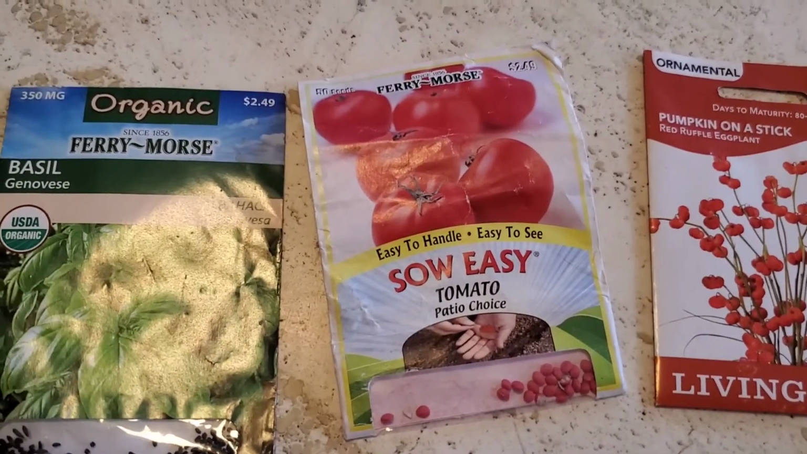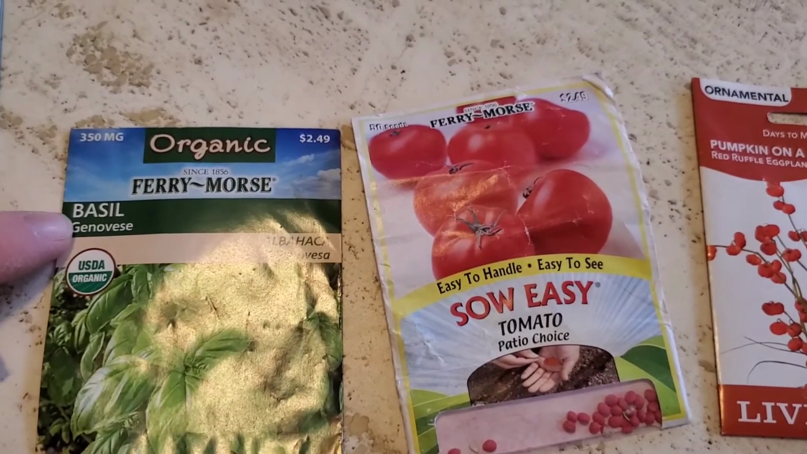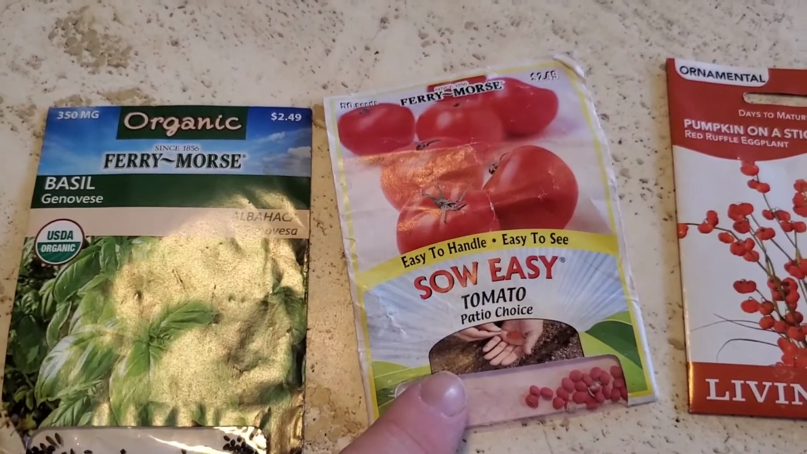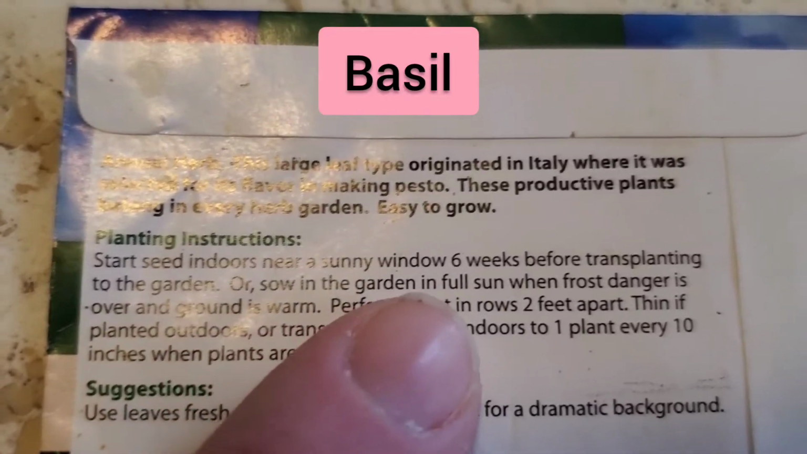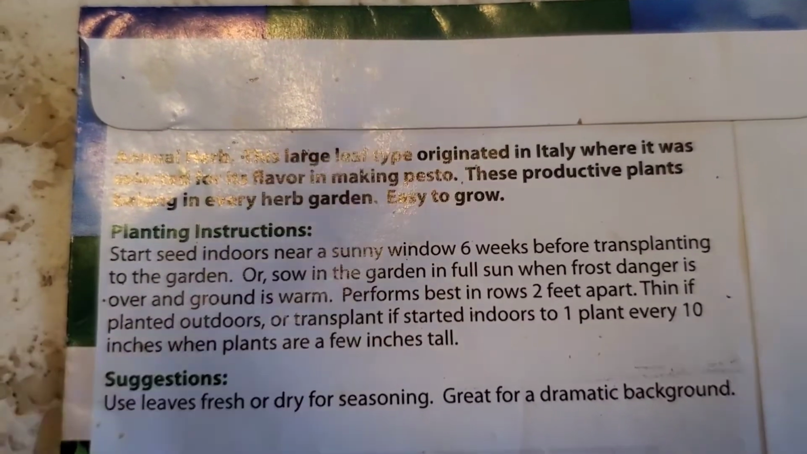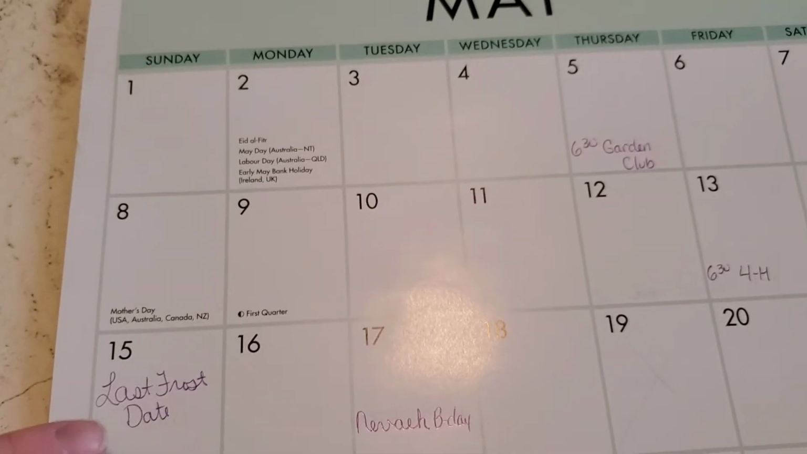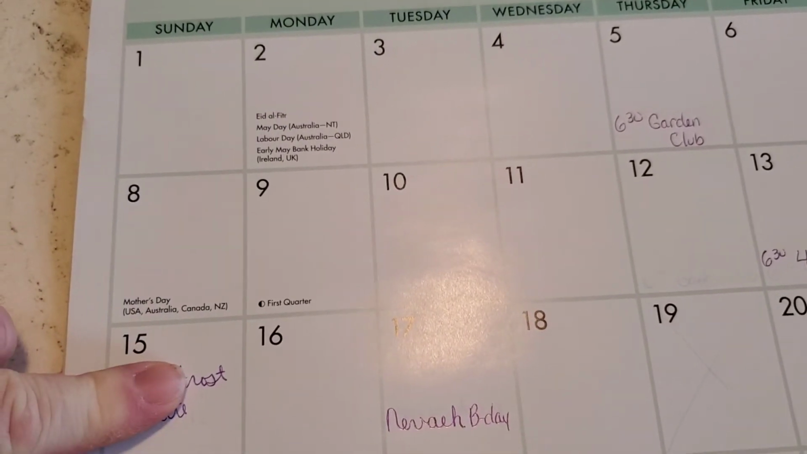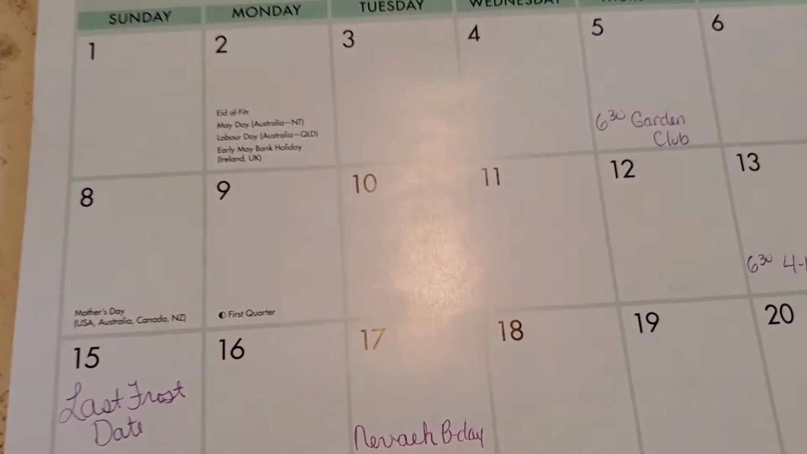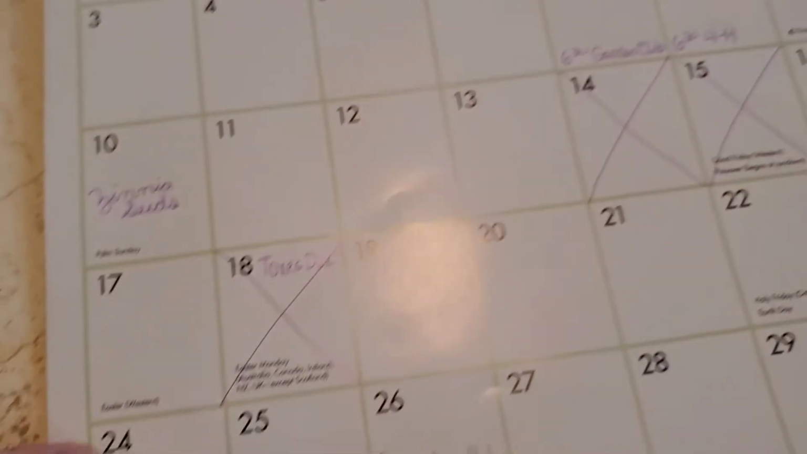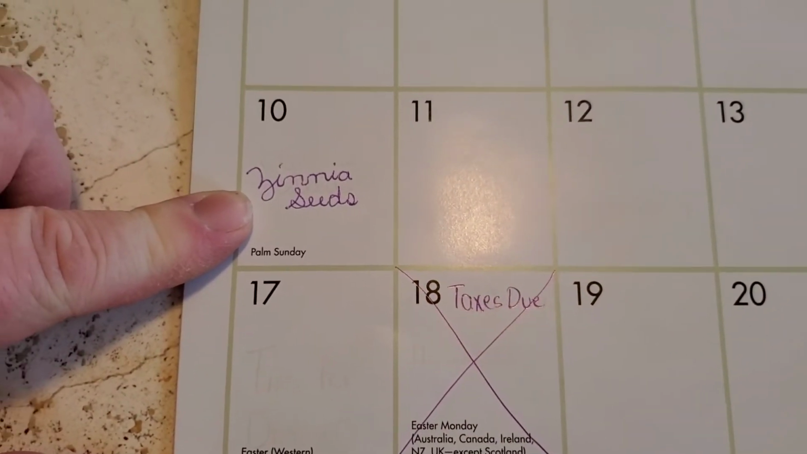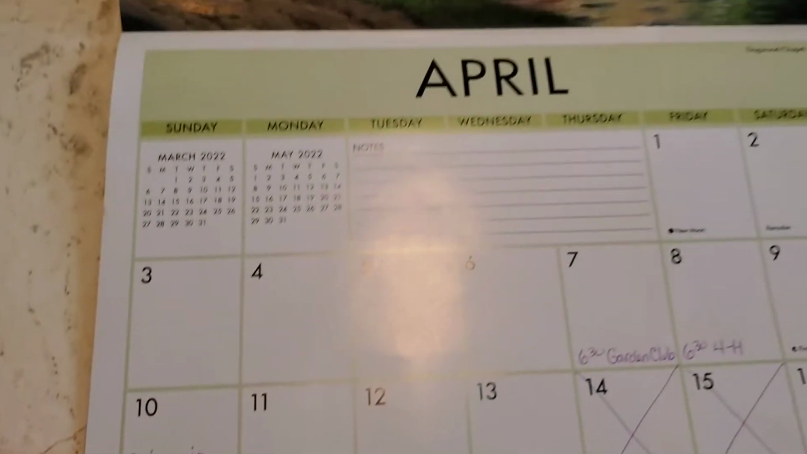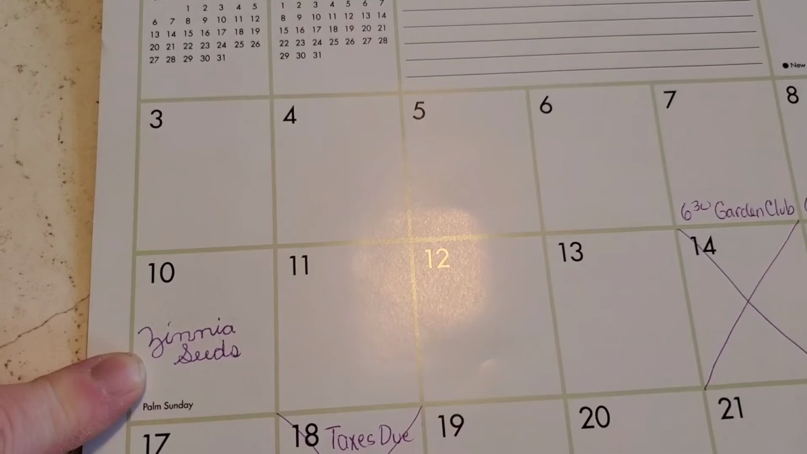These are the 3 seeds that I'm going to add to my calendar, and the first one's basil, Patio Choice tomatoes, and a new one for me called Pumpkin on a Stick. Okay, right here, this one says start seeds indoors in a sunny window 6 weeks before transplanting. Easy peasy. I go to my calendar and I count back 6 weeks. So this is 6, 5, 4, 3, 2, 1. So I'm going to start the basil on the same day I'm going to start the zinnias on April 10th. So I'm just going to write that in.